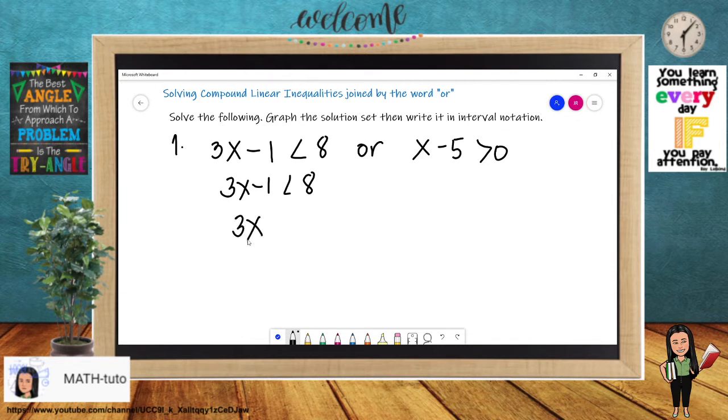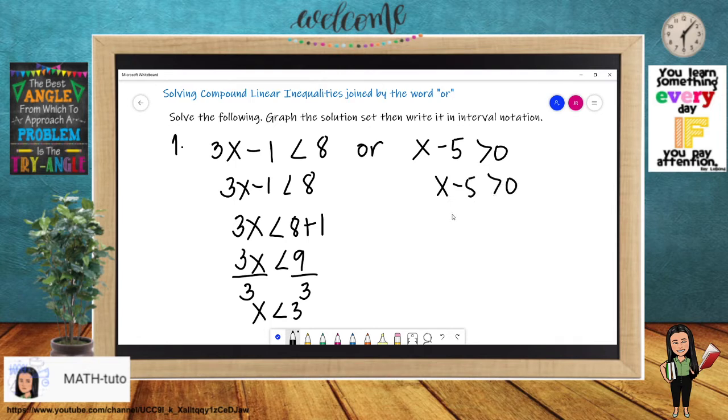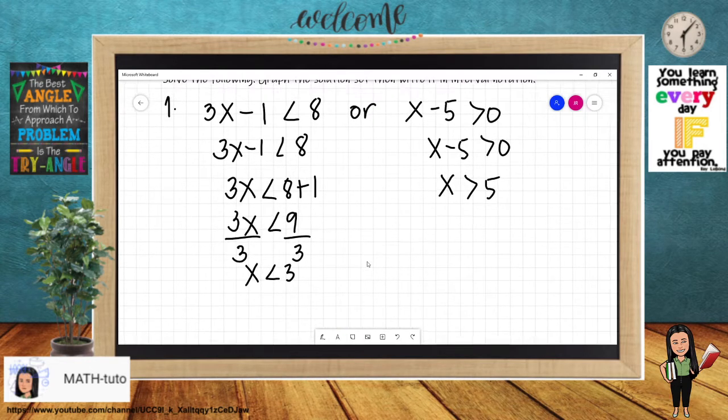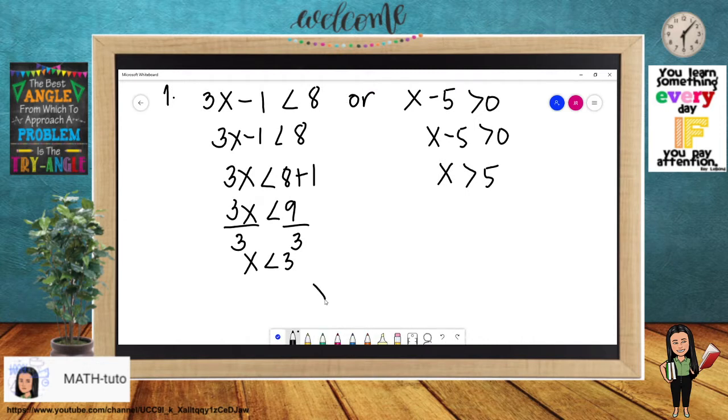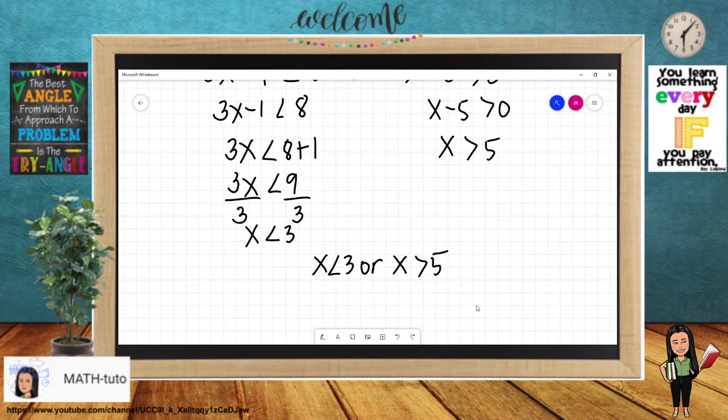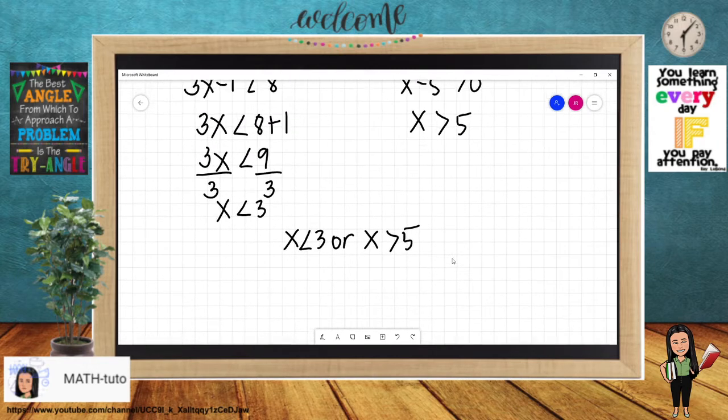We have 3x less than 8 plus 1. So we have 3x less than 9. Divide both sides by 3. x is less than 3. Okay? And on this side, we have x minus 5 greater than 0. x is greater than 5. Okay? Which means our answer is x less than 3 or x greater than 5. Okay? We need to write it in interval notation and to show the graph.